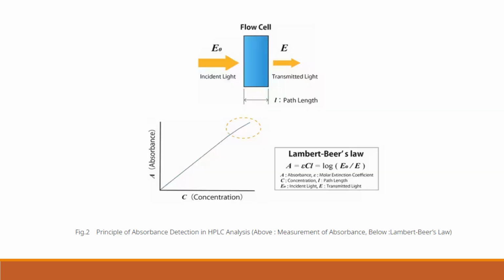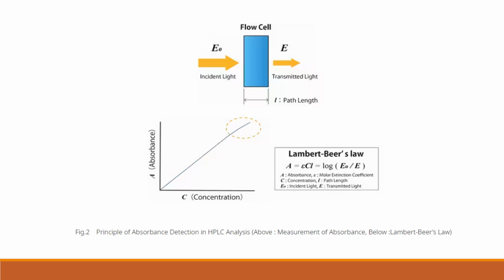Now when a substance is irradiated with light, it absorbs light of a specific wavelength, and the energy of electrons changes from their ground state to an excited state. The wavelength of light absorbed depends on the structure of the substance present in that sample. Light in the UV to visible range is used in this kind of detector, that is the absorbance detector.